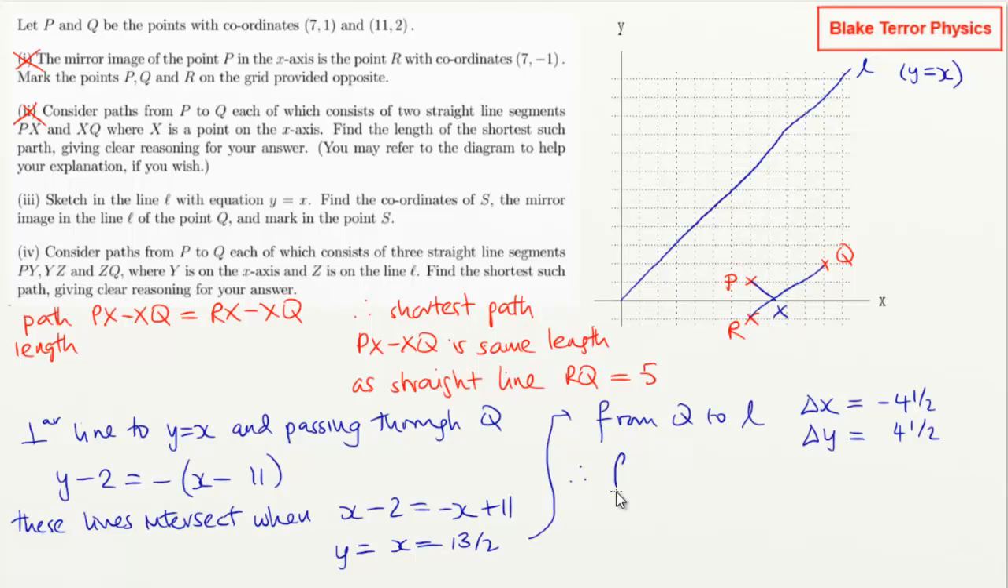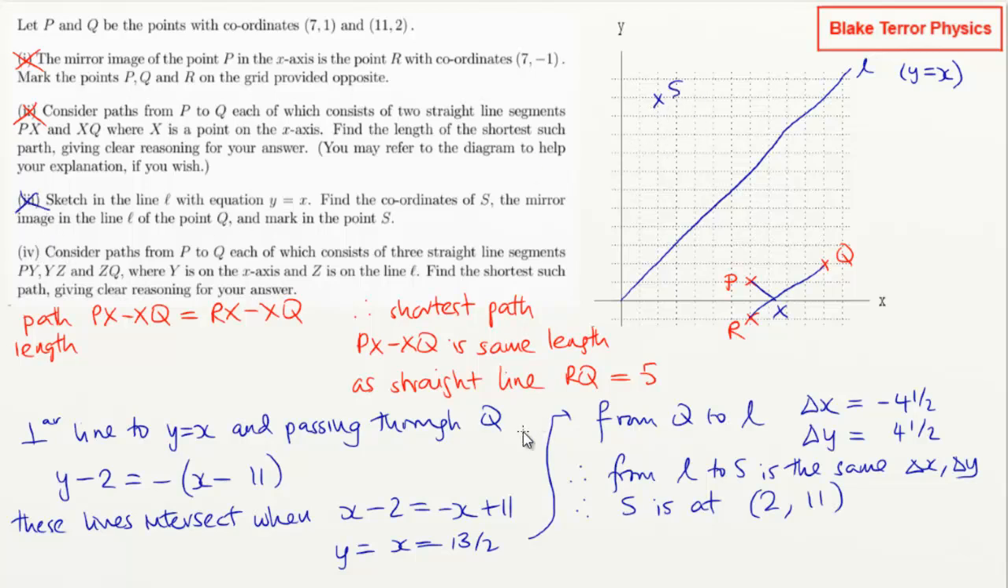So from L to S is the same delta x, delta y. Therefore, S is at, we've got to take off 9 in the x direction and add on 9 in the y direction. So (2, 11), so 2, 4, 6, 8, 10, 11. So S is up there.